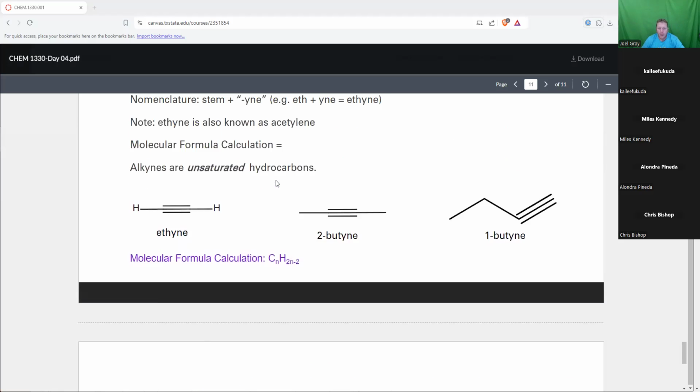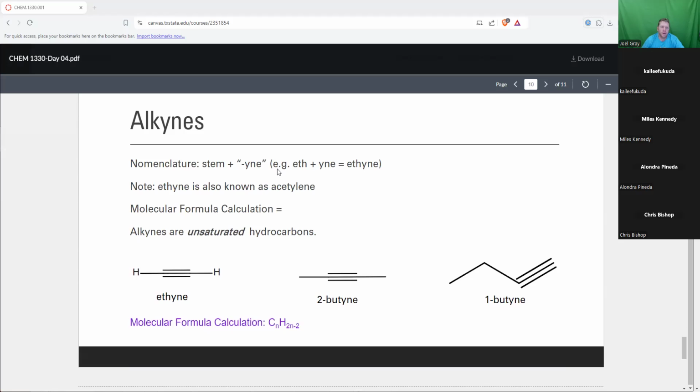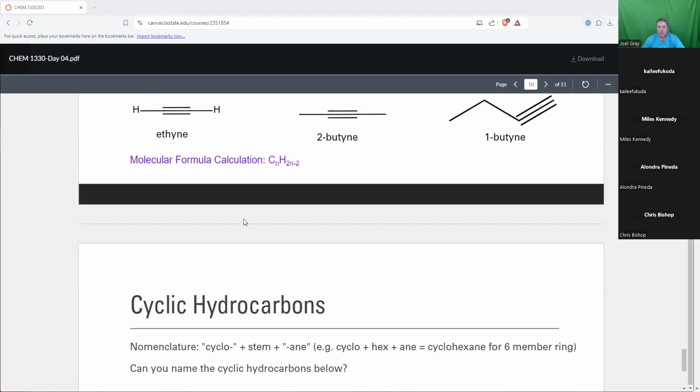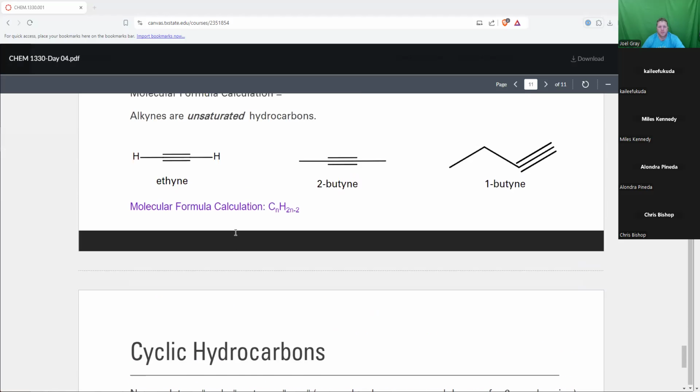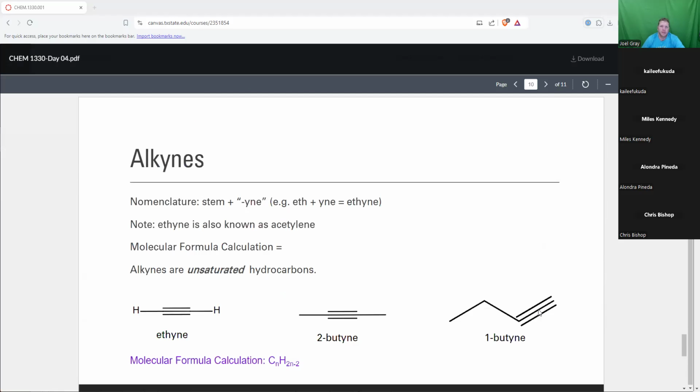Then alkynes, you have at least one triple bond, and you indicate where that triple bond is. So 1-butyne: but- would be 4 carbons. Butyne, there's 4 carbons and one triple bond. So 1-butyne shows that our numbering is going to start from the right-hand side.